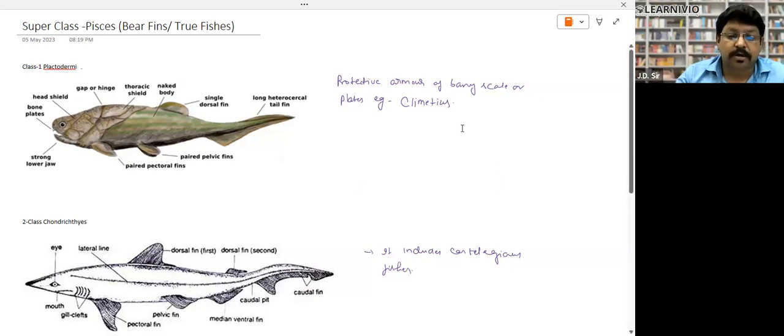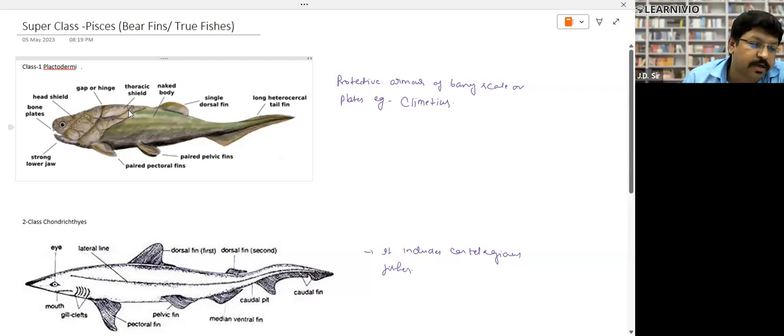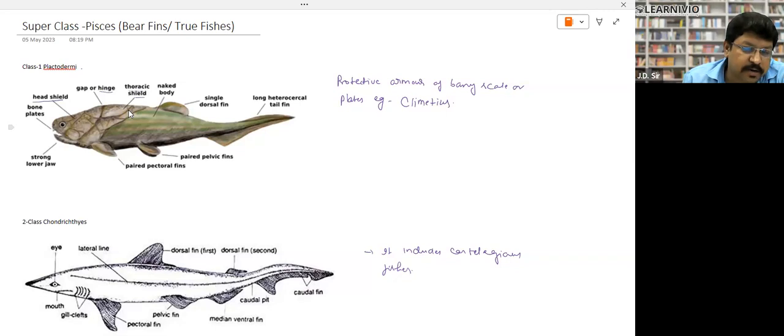Placodermi are extinct. This is just a generated diagram because they are not present right now. They used to have a hard head shield with a hinge for movement, and a thoracic shield. The posterior body was naked, and they had a single dorsal fin and a long tail fin. They had strong jaws made up of bony plate, and paired pectoral fins.